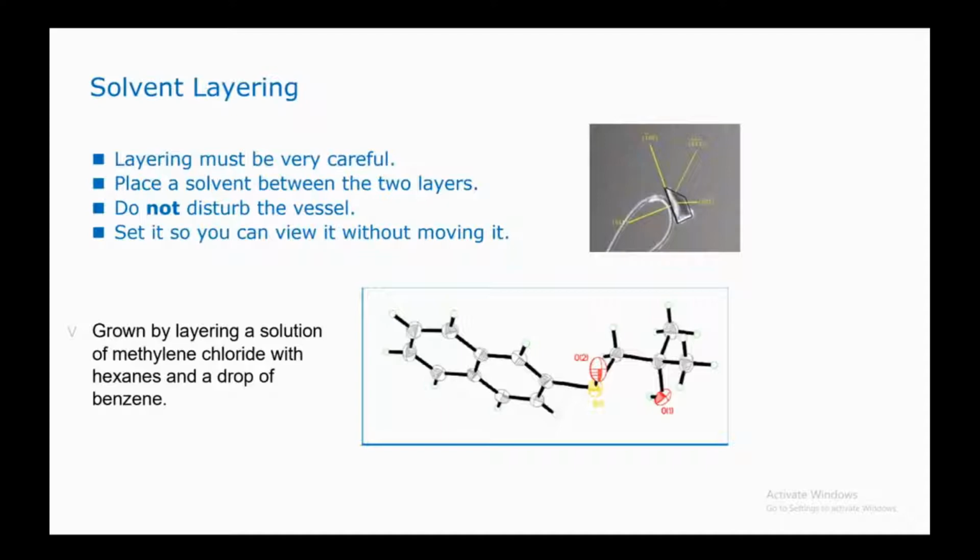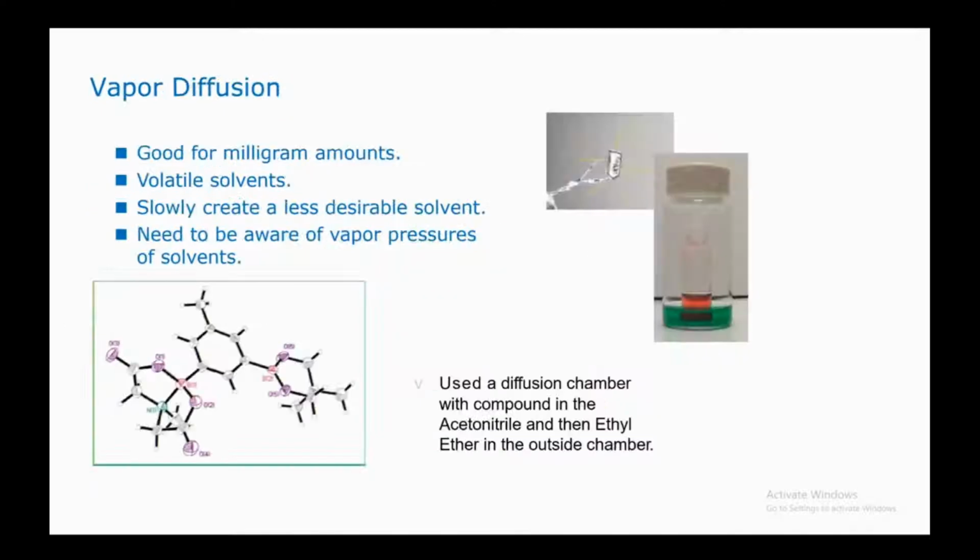Next is solvent layering. Layering must be done very carefully. Place a solvent between the two layers. Do not disturb the vessel. Set it so you can view it without moving it. Crystals were grown by layering a solution of methylene chloride with hexanes and a drop of benzene.